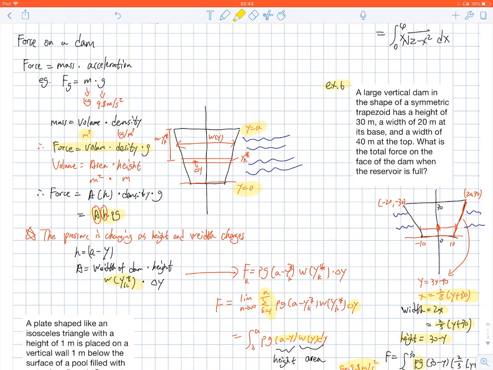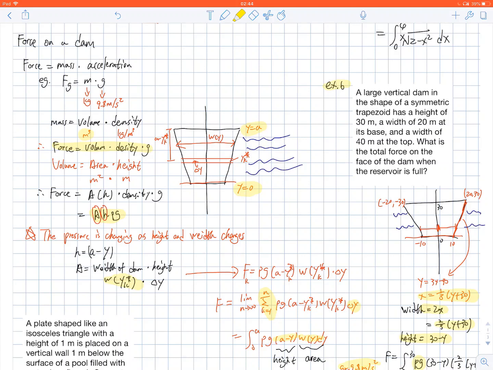That is because at the top of the water, the height is going to be 0 because there's going to be no pressure, and at the bottom it is going to be the largest since it is, well, at the bottom, right? The second thing that's changing is the width of the dam, and as we can see on the graph on the right, the width of the dam towards the bottom is smaller while the width is larger on the top.